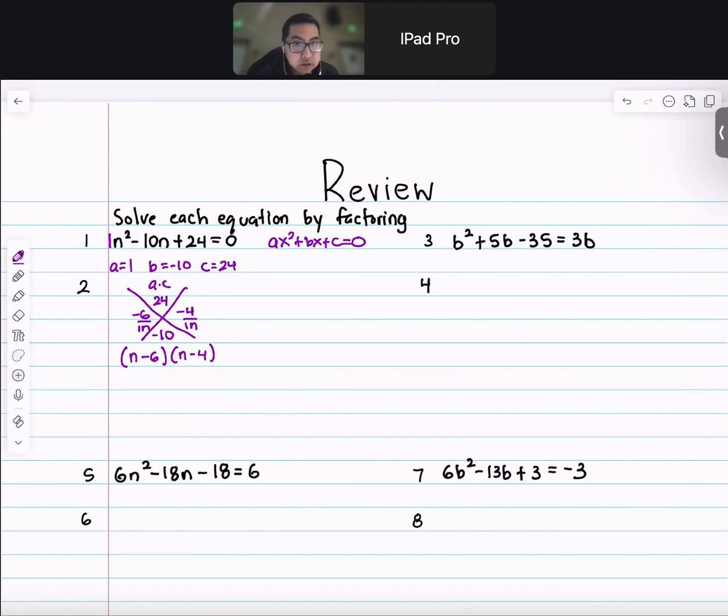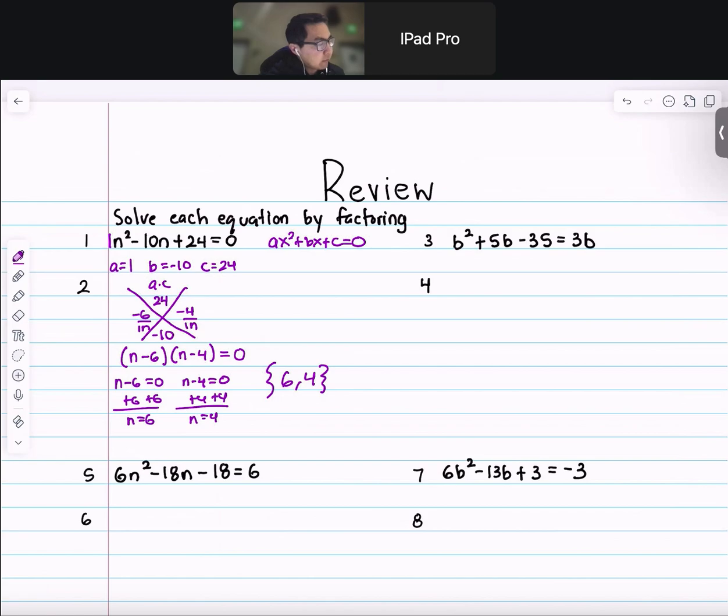So this is the answer for question number 1. But remember, for question number 2, we have to solve. So we set it equal to 0. We set both factors equal to 0, and then you guys solve. n equals 4, and n equals 6. And make sure to put those in this notation, right, you guys?